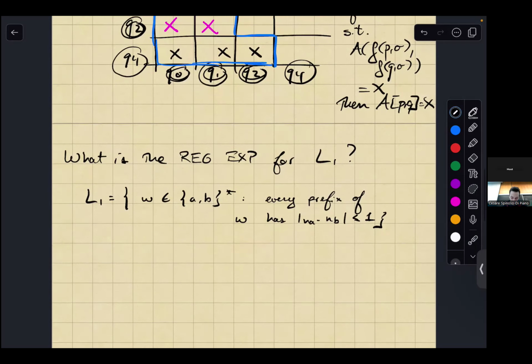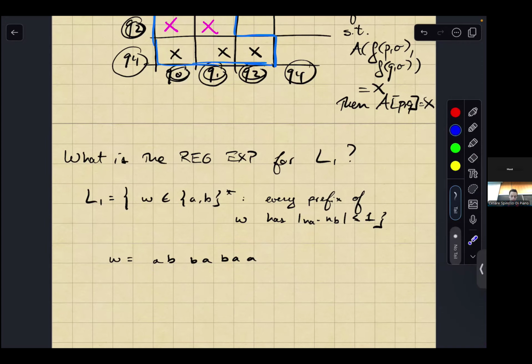It says every prefix of W has to have this difference of number of A's minus number of B's being less than or equal to 1. So if I look at some string, let's look at a very, very long string. No, that's already not in my language. Let's stop there. You could even tell that I was having trouble writing down a string that was different enough. That tells you that there's probably a very simple pattern for the regular expression.